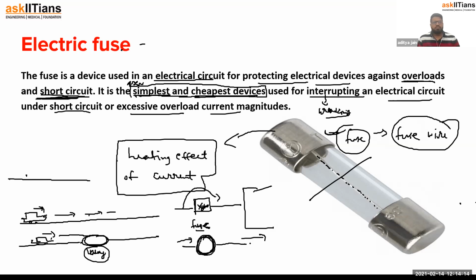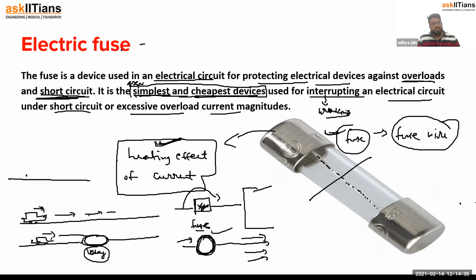So your appliances have been saved or prevented from any damage. This is the function of fuse wire. If you can see, the fuse wire was melted, and the melting is due to something known as the heating effect of current: whenever a current passes through a resistor, it will produce heat in that resistor.